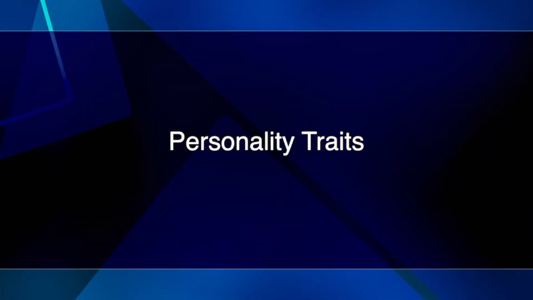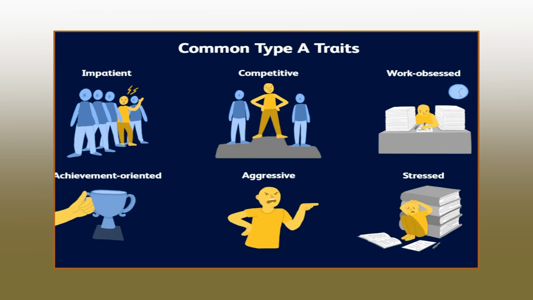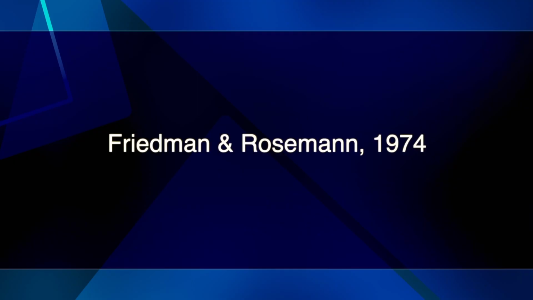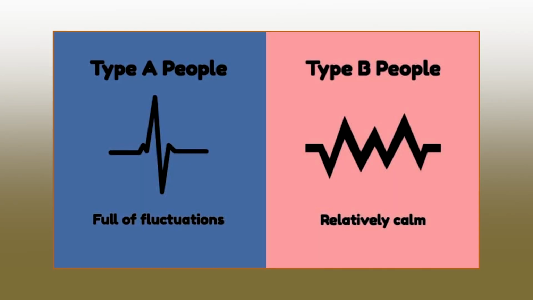Then the personality traits. One of the characteristics that is associated with a high level of stress is the type A personality, by Friedman and Rosenman in 1974, as cited in research by Pine in 2005. The type A personality profile was developed to identify risk factors for coronary heart disease.